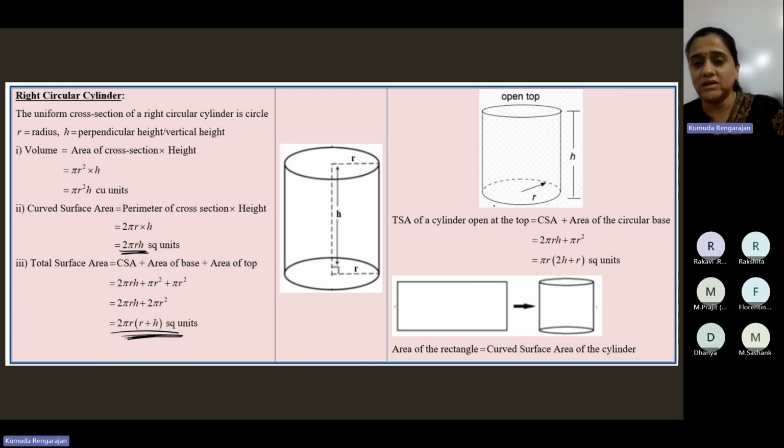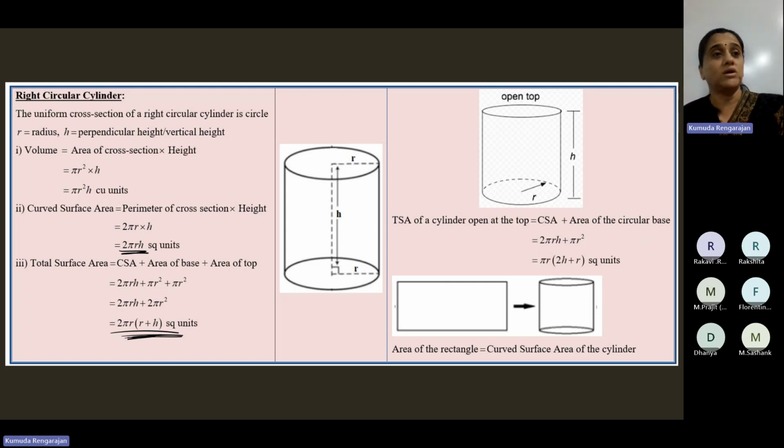Now supposing you have a cylinder which is open at the top, like a tumbler, a cylindrical steel tumbler. Where is the steel used? Only to make the curved surface area and the bottom of the tumbler. The top is open, so there is no steel used on the top. So how will you find the area of the steel in this tumbler? The question will be: find the total surface area of steel used in the tumbler.